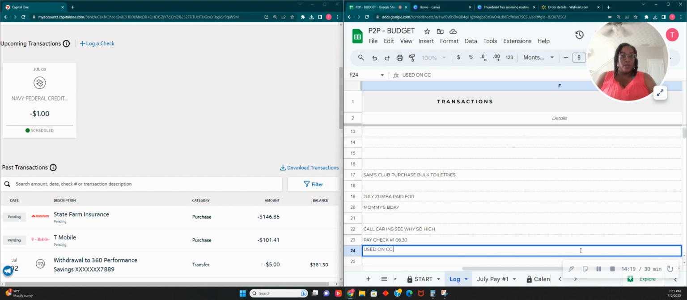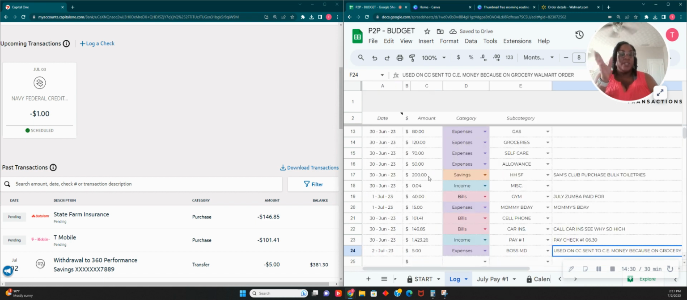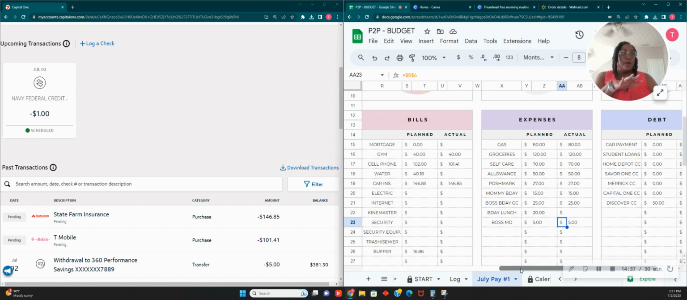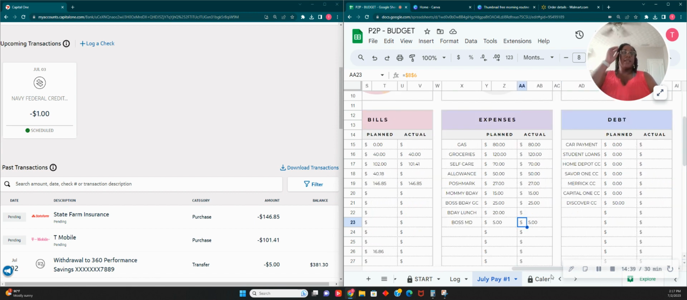Used on credit card, sent to cash envelope money, because of a grocery Walmart order. Okay, so now if I go back to my budget, it will show that I spent the $5 here, and that way it's cleared out. So that's basically it.